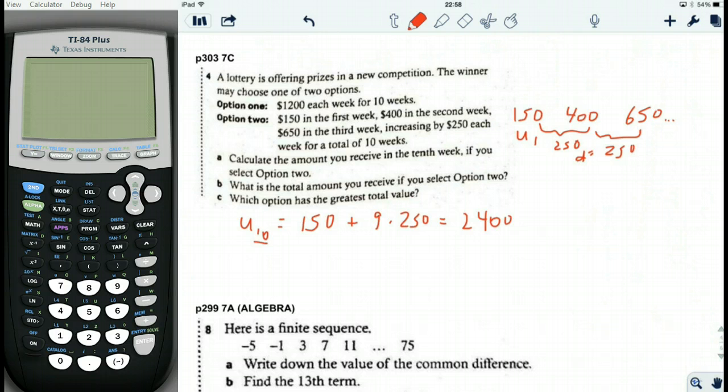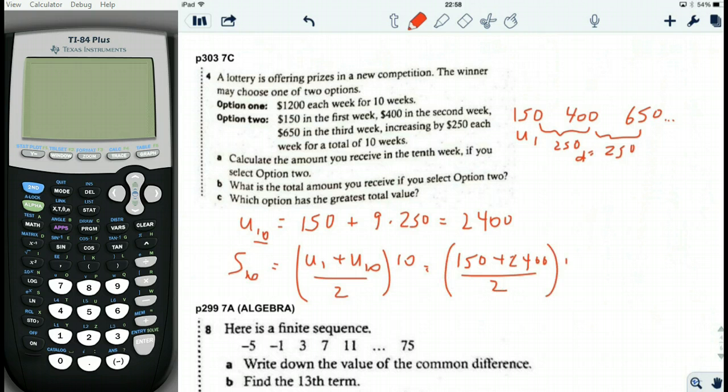What is the amount you receive if you select option 2? Now they want to know how much you get total, because the important thing in a lottery isn't how much you get paid every week, it's how much you get total. So then we're looking for S10. And the way you get S10 is you take the average of U1 and U10, and then you multiply it times the number of weeks, 10. And U1 we know is 150. U10 we just calculated to be 2,400. And then we take the average, and then we multiply by 10. Okay? So I'll let you do that. And then you figure out, now, is this total bigger than option 1?